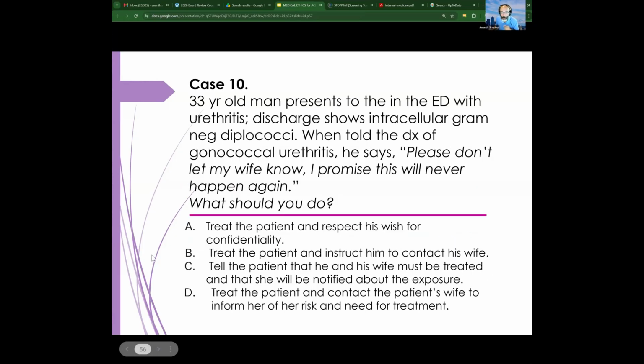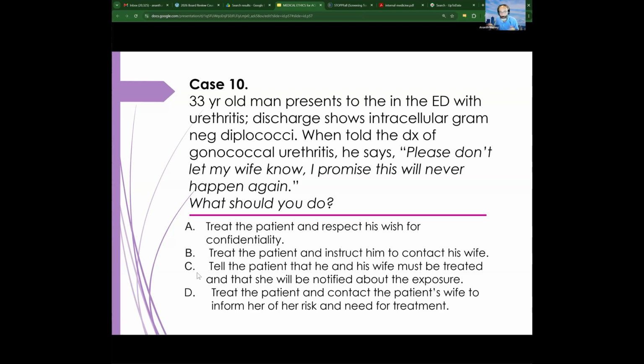All right, we're going to keep going. Again, we're in the home stretch. We have a 33-year-old patient who's presenting to the ER with urethritis, and they have penile discharge. It shows an intracellular gram-negative diplococci. Right, this is taking us back to medical school. When told of the diagnosis of gonococcal urethritis, the patient says, "Please don't let my wife know. I promise this will never happen again."